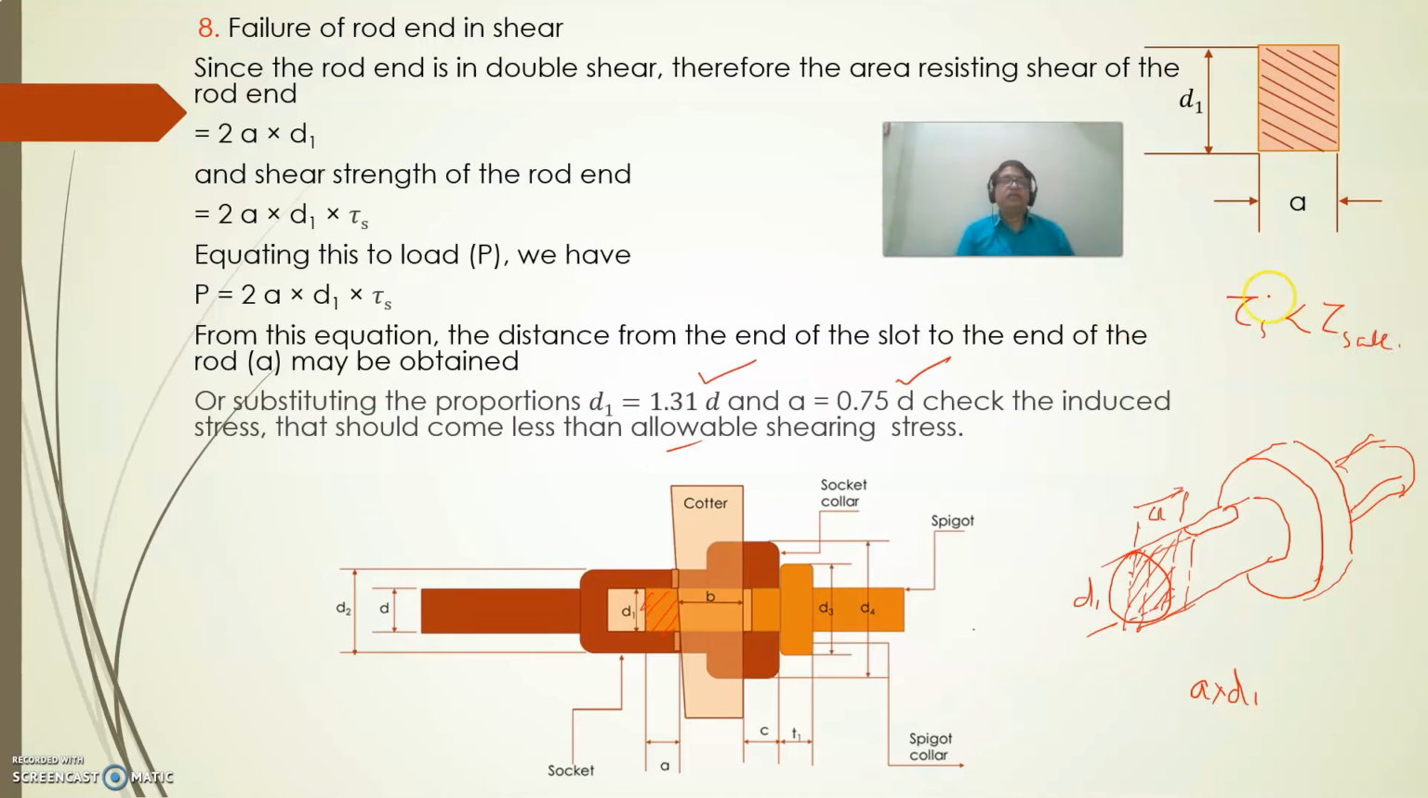Again, the same thing, tau s allowable is nothing but 0.5 of SYT upon factor of safety. So tau s should come less than this. Otherwise, we have to redesign. We have to redesign what? We have to redesign A, so that margin A can be calculated.